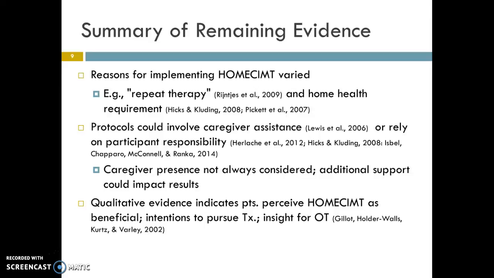Overall, while these studies provide support that a home-based CIMT is an effective treatment strategy, most of them were limited by small sample sizes ranging from 2 to 8 participants, a lack of blinding and randomization, and a lack of repeated baseline measures. So this makes it unclear if results are due, again, to the intervention itself or simply the natural recovery process.